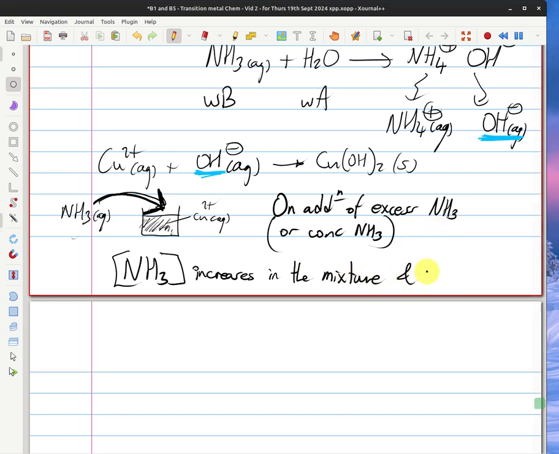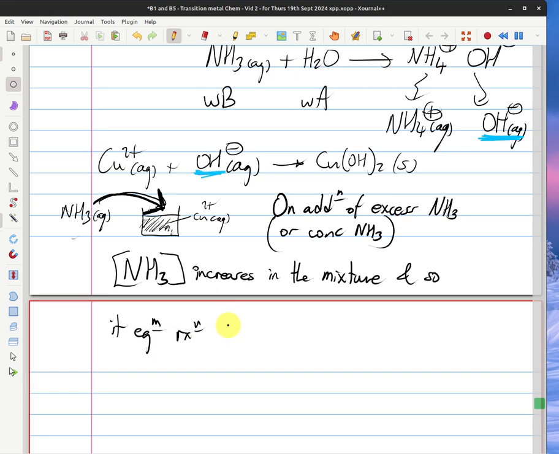And so its equilibrium reaction begins to dominate, or I don't know a better word for dominate, but begins to override the copper and the hydroxide reaction.